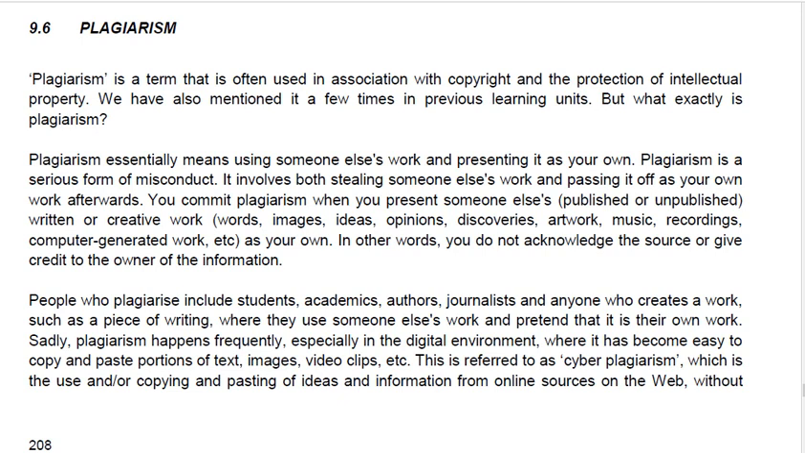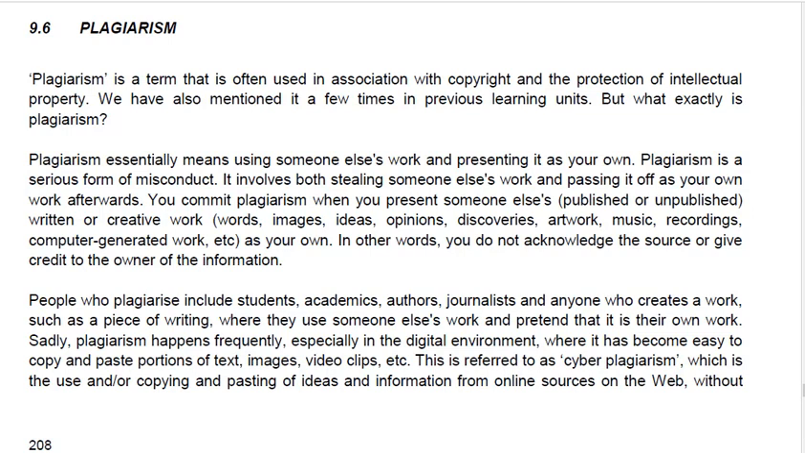Let's further go on. People who plagiarize include students, academics, authors, journalists, and anyone who creates a work, such as a piece of writing where they use someone else's work and pretend that it is their own work. Sadly, plagiarism happens frequently, especially in the digital environment, where it has become easy to copy and paste portions of text, images, video clips, etc.